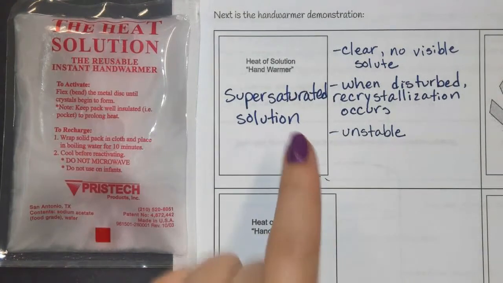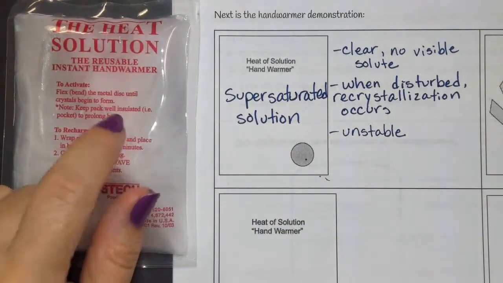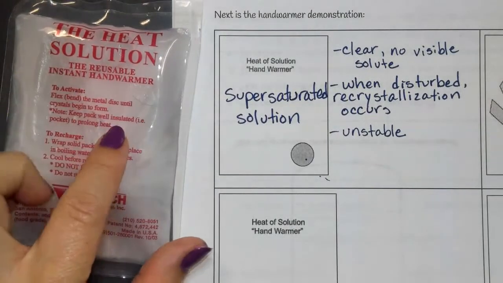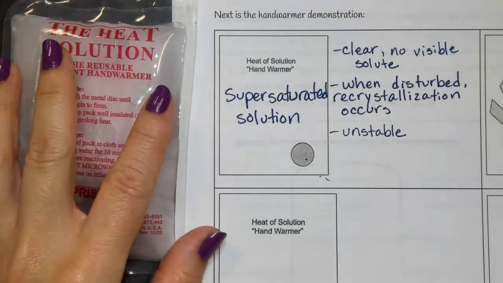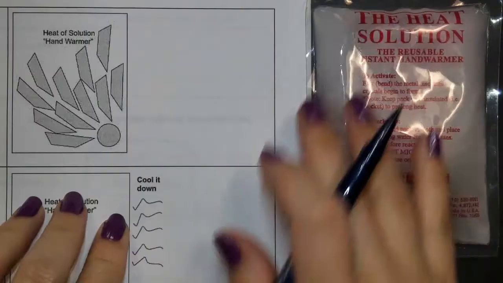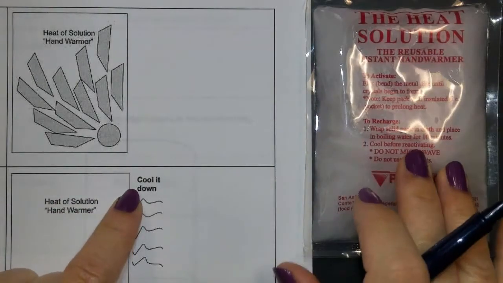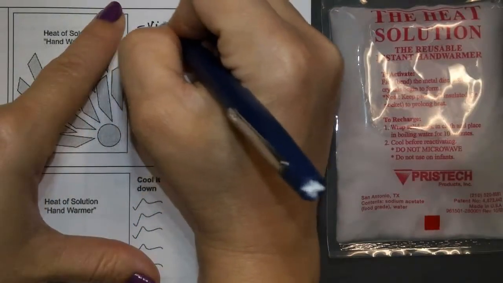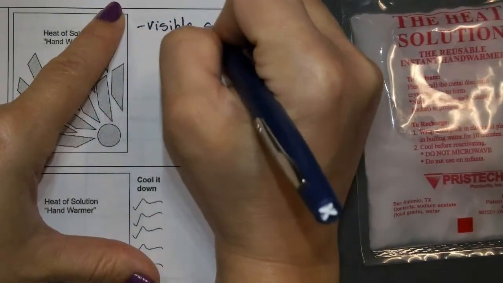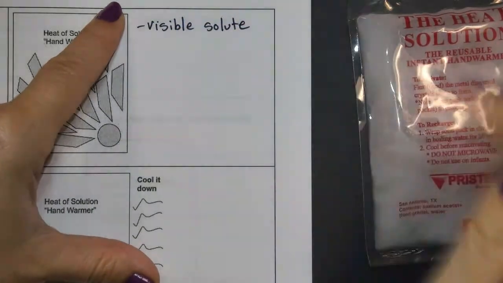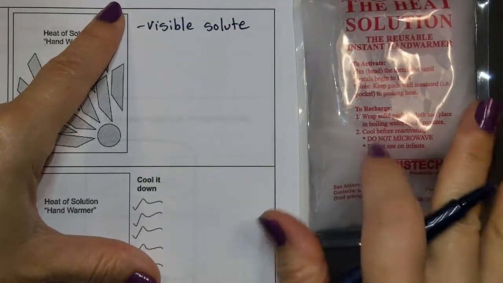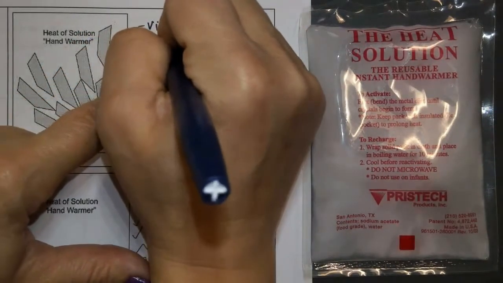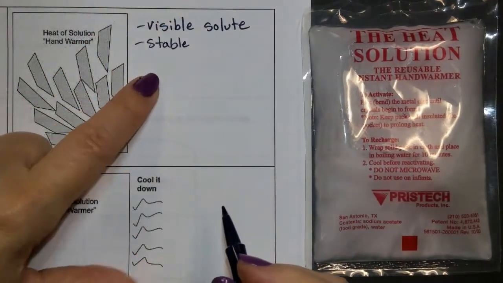So that was a supersaturated solution. But what is it now? Because it's not supersaturated anymore once we disturbed it. So let's move our paper over to the right. So now the way to describe this is there's visible solute. Flexing the disc or doing anything to this will not cause any change, so it's stable, unlike our supersaturated solution.